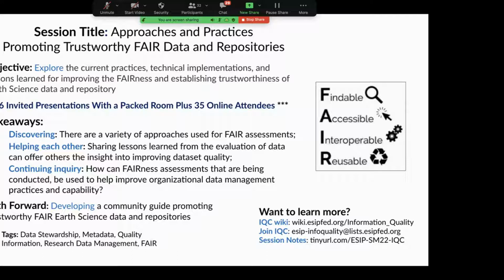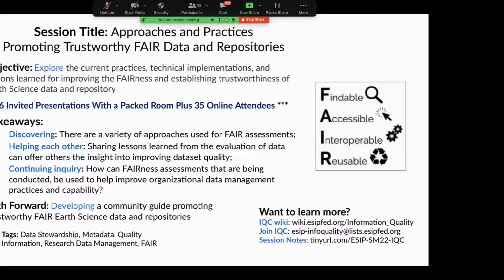And if you have not heard about FAIR, they refer to findable, accessible, interoperable, and reusable. And we had a packed room plus 35 online attendees. And that's a good indication to us that the ESIP community is fairly interested in this particular subject.